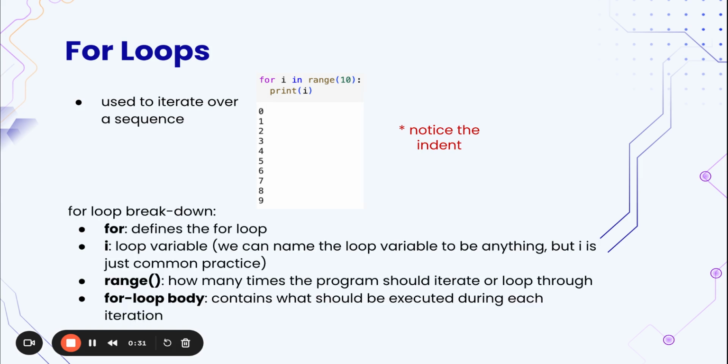So let's break down a for loop. The for keyword defines the for loop. i is the loop variable. We can name the loop variable anything, but i is just common practice. Range is how many times the program should iterate or loop through. And the for loop body contains what should be executed during each iteration.